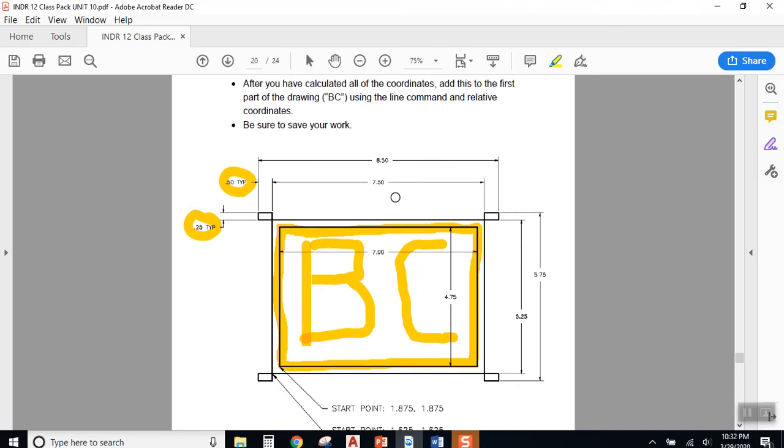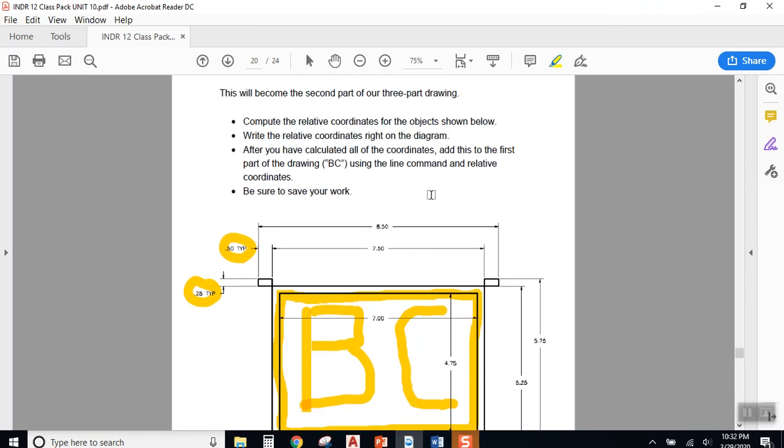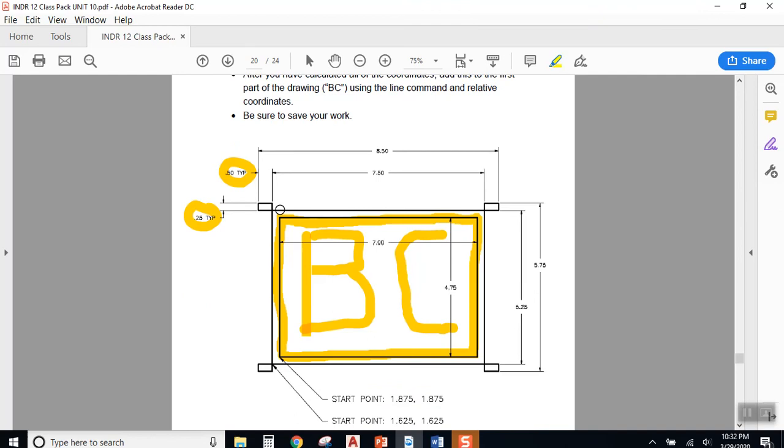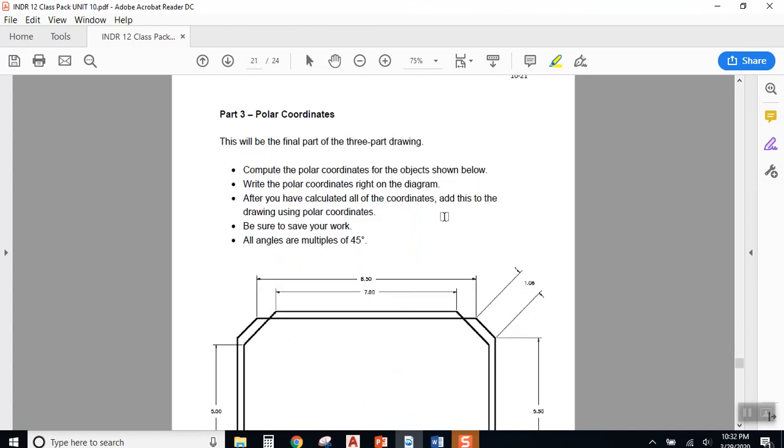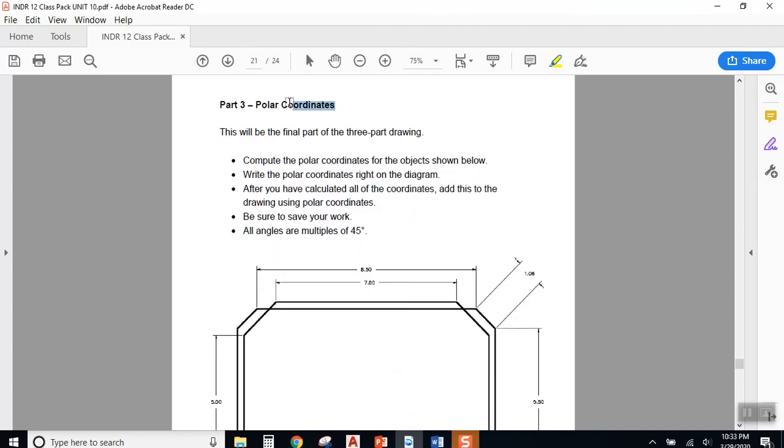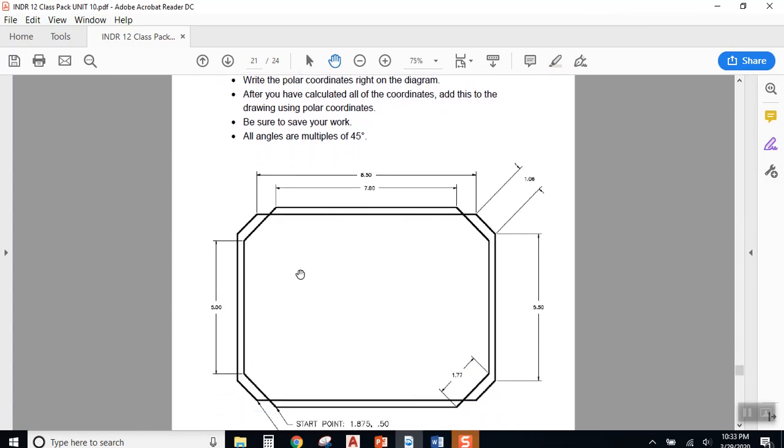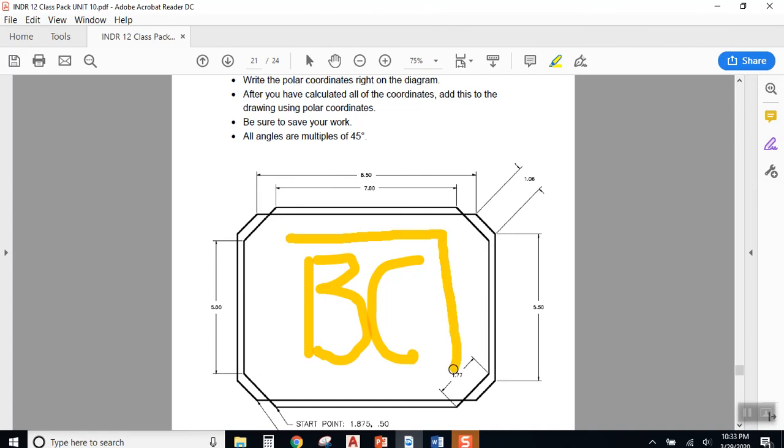Okay, so you'll have the B and the C, and then in the same drawing file, you're going to add a frame using relative coordinates. That's part 2. Here comes part 3, polar coordinates. So what you're going to do is you'll have the B and the C, and you'll have the frame around them, and you're going to add a second frame using, I'm sorry, using polar coordinates.